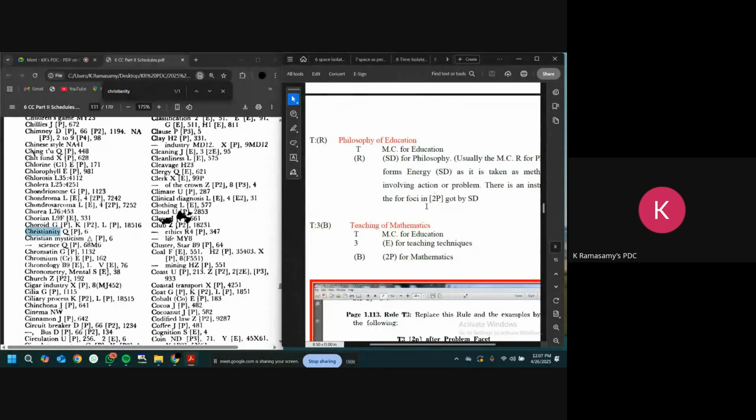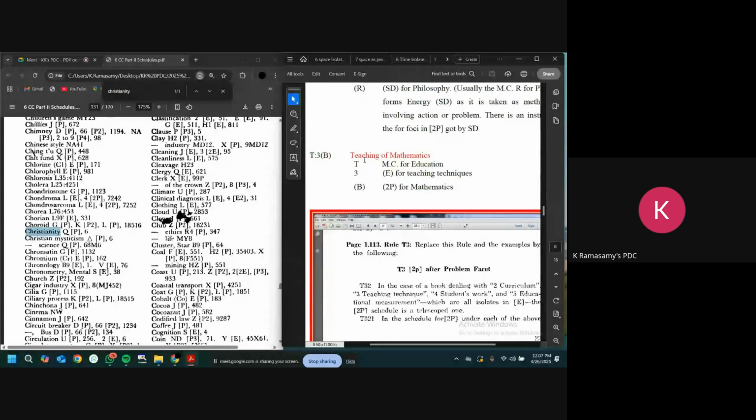Then comes, for example, here, teaching of mathematics. There is a book called Teaching of Mathematics. We know very well that teaching comes from education. Education main class is T. Fine. Now I need to find out what is the number for teaching, what is the number for mathematics. What is the number for teaching? I go to the index. I search for it, teaching.